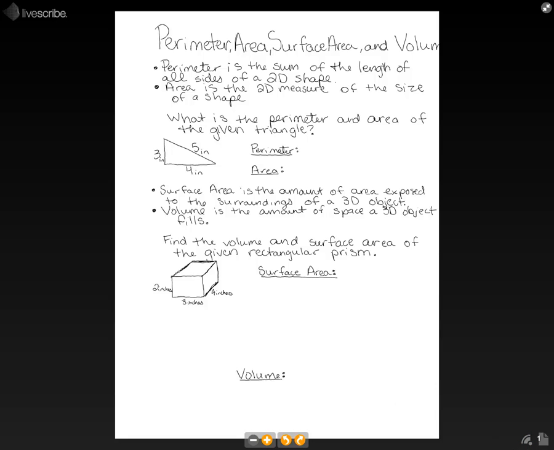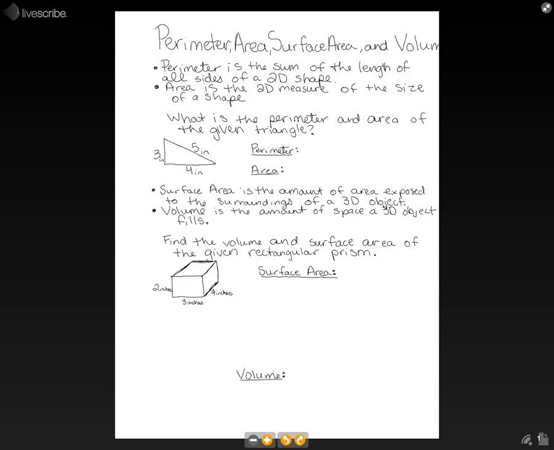This video is about perimeter, area, surface area, and volume, what they mean and how to find them. Perimeter is the sum of the length of all the sides of a 2D shape. Area is the 2D measure of the size of a shape. So looking at this triangle below, let's find the perimeter and area.